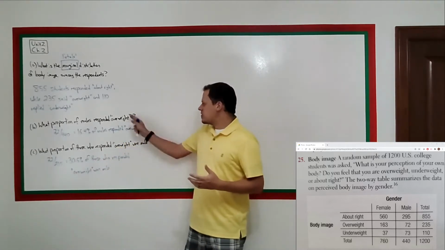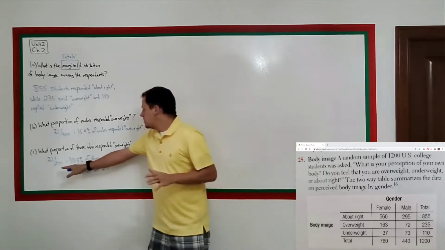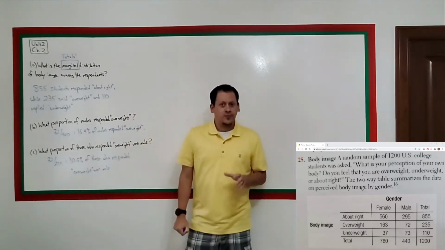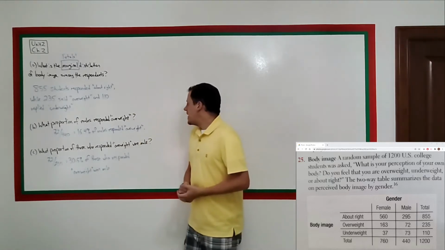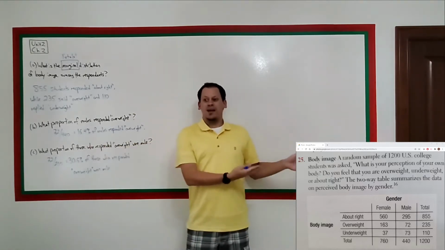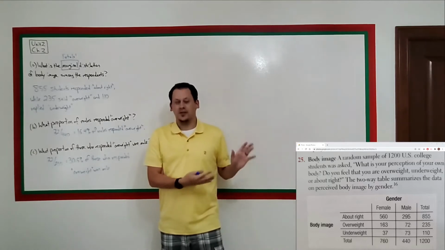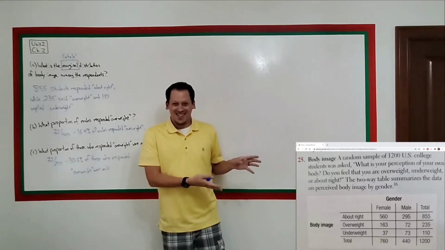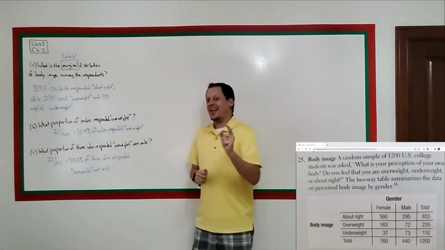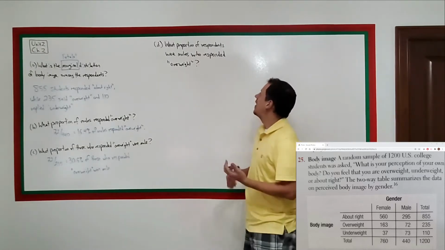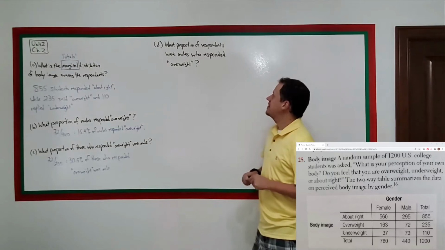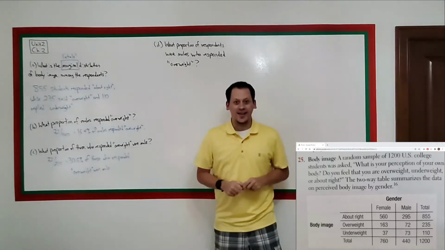Okay, so that might be a general strategy. If you thought these were the same, or if you got this number wrong for some other reason, that might be something that helps as you try to answer problems that ask for proportions based on a frequency table like this, or a contingency table like this. So, next up, part D. What proportion of respondents were males who responded overweight?